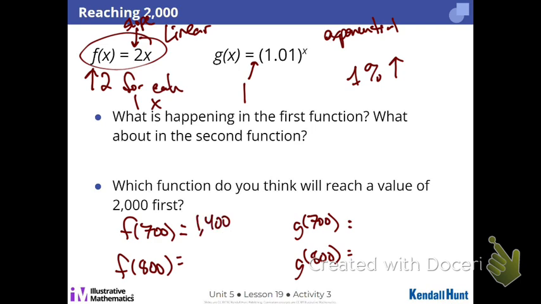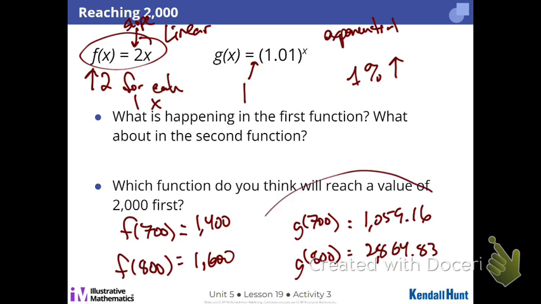So that's 1,400 and 1,600, so these ones aren't there yet. So I go to G of X, got 1.01 to the 700. I got 1,059.16. That's not enough. So I went to 800, and I got 2,864.83. So if at 700 it wasn't enough, I was guessing that one's getting there first, G of X.